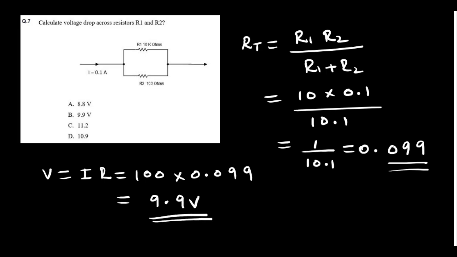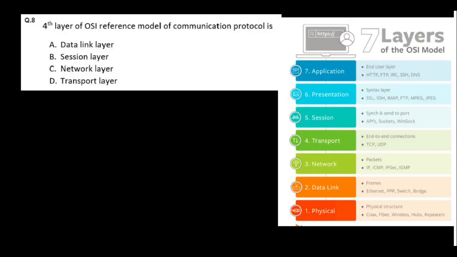Otherwise you can use the current division rule also to solve this. So option B is the answer. Fourth layer of OSI reference model of communication protocol is here. Fourth layer is the transport layer.